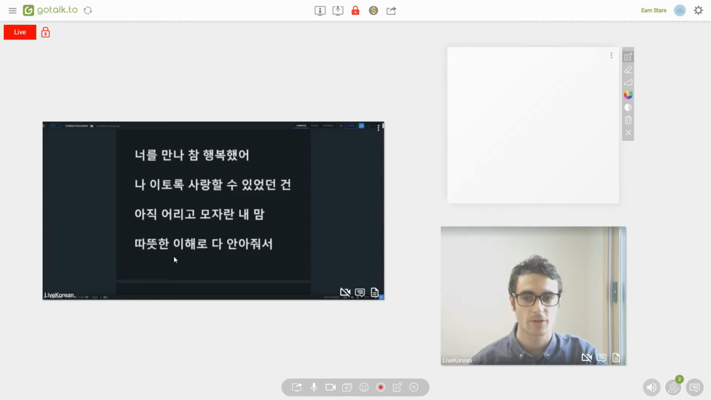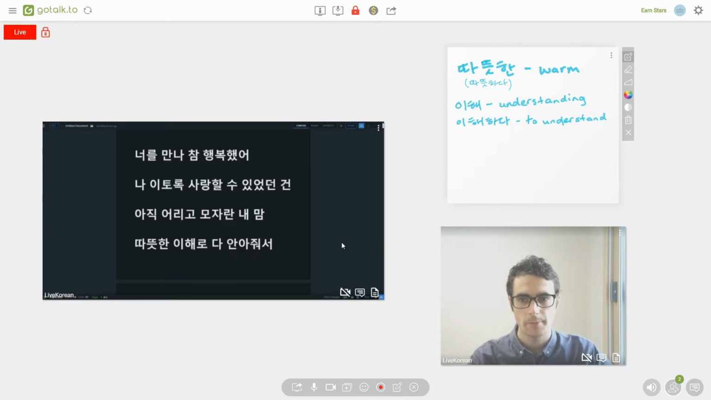따뜻한 is describing something warm, and remember that this comes from the verb 따뜻하다. When we turn it into an adjective to describe a noun, it becomes 따뜻한. Next, 이해로. 이해 means understanding. You might know the word 이해하다, which means to understand. 이해로. Here, 로 has the meaning of with. 로 can have many different meanings, but in this context, let's understand it as with. 다 means all, and finally, 안아줘서.